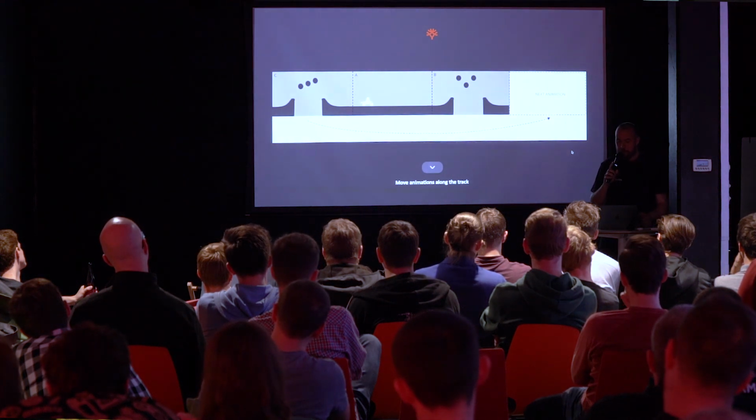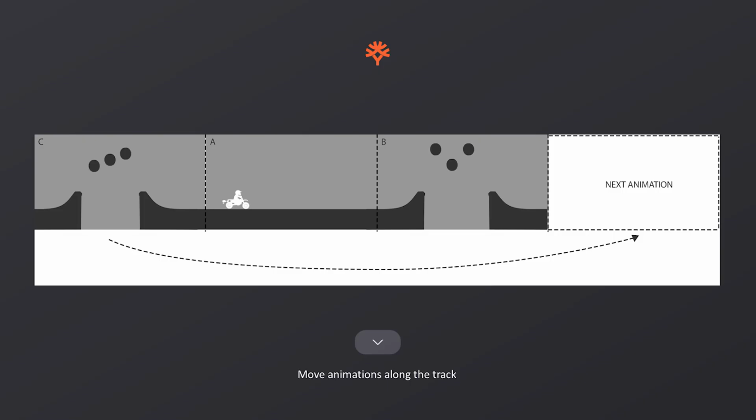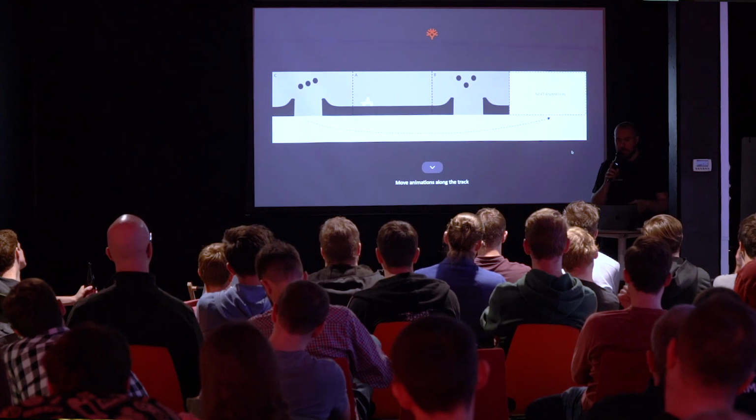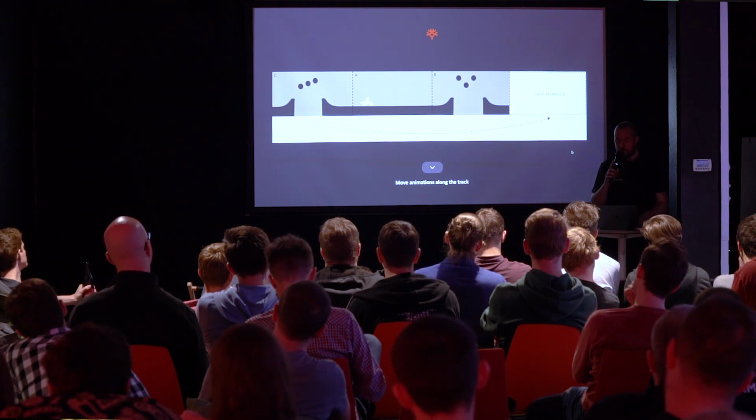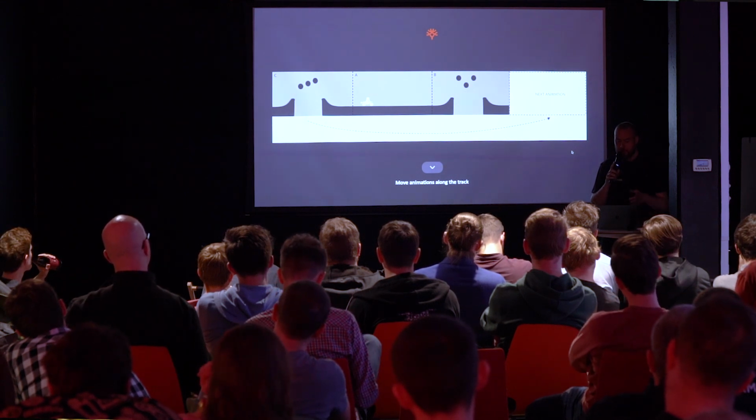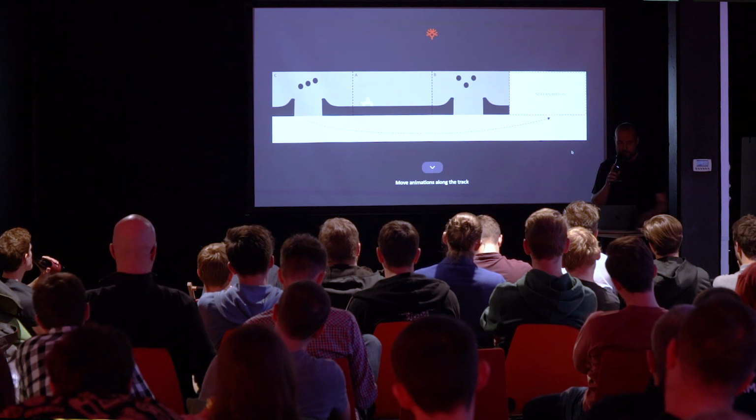To improve performance, we only have 3 different animation parts at any given time. But the total length of the track is much longer than 3 parts. So we need to move the Spine animation parts along the track while the vehicle is moving.